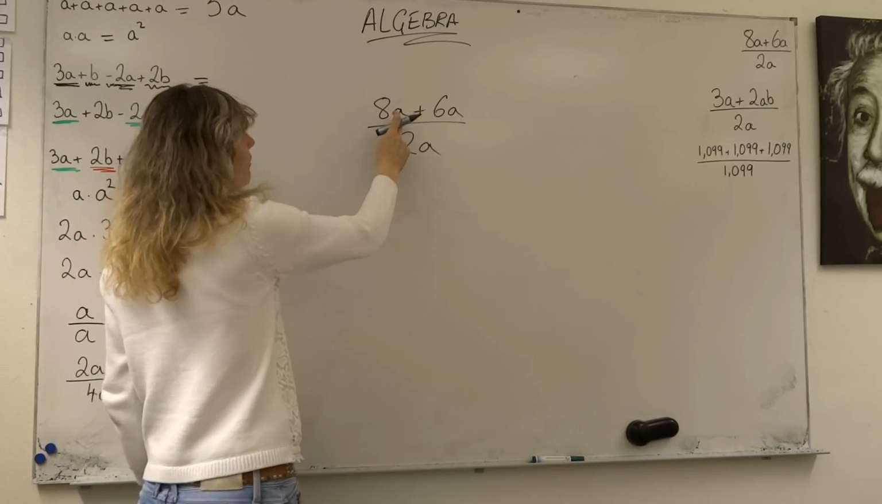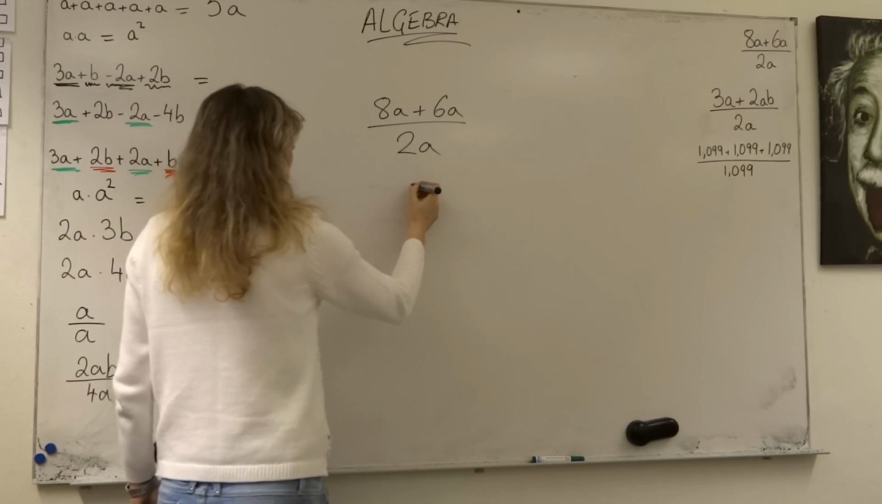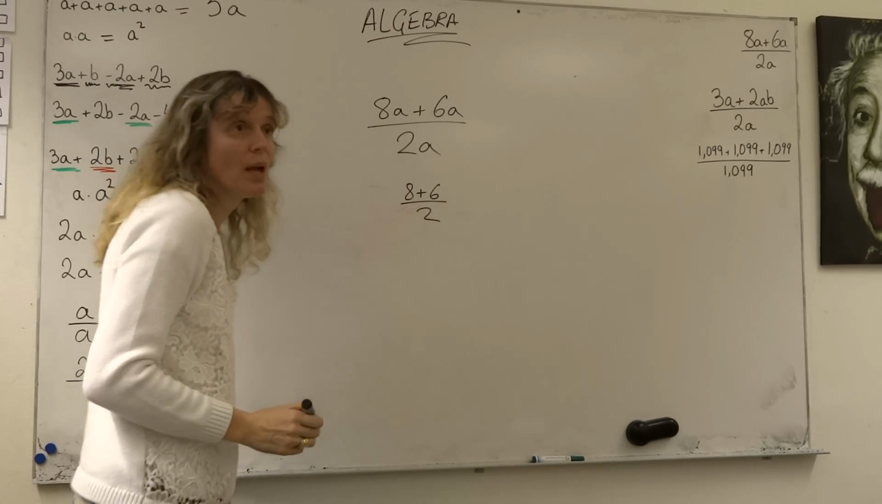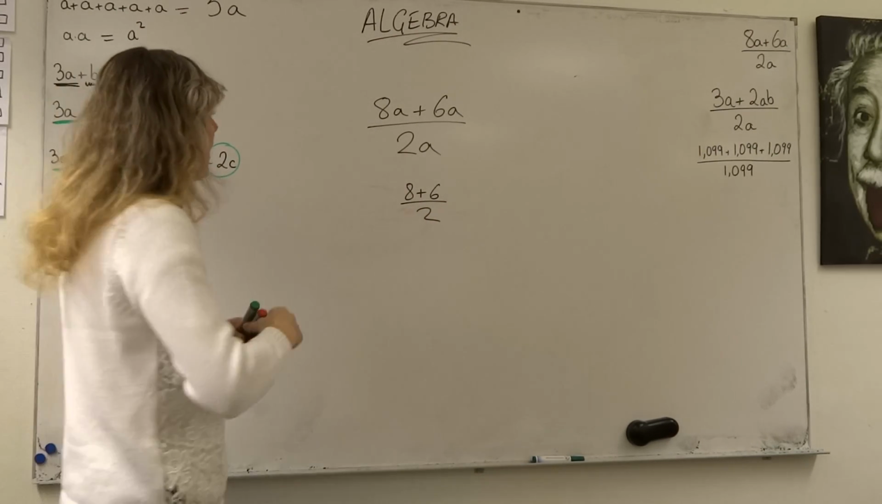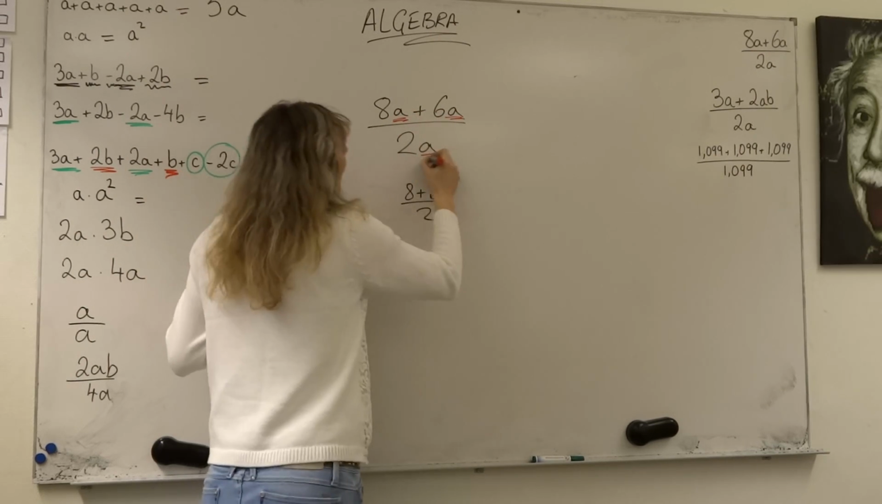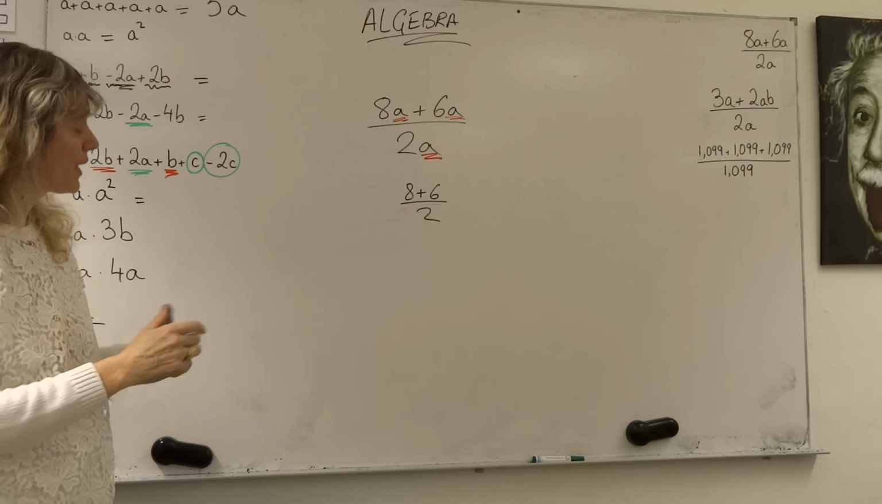I can see that I have an a in all of these terms, so I could just cancel it out and get it to say 8 plus 6 divided by 2. I can only do that if there is an a here and here and here. So it has to be an a in every term. Why can I do that?